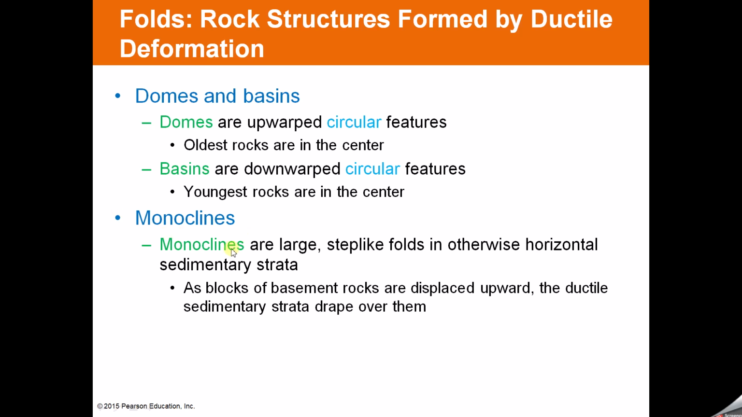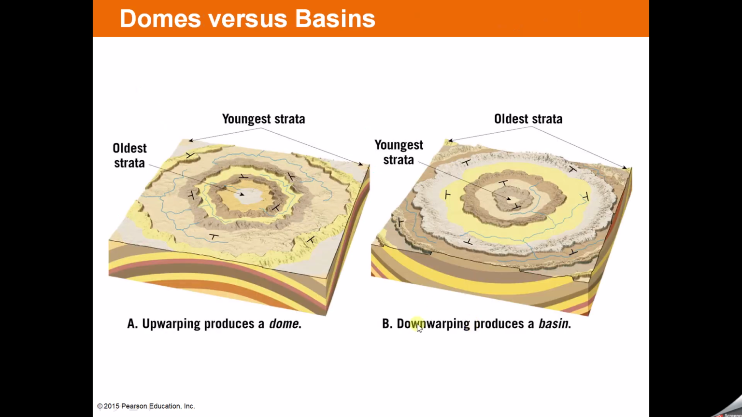We have monoclines. Monoclines are large step-like folds in otherwise horizontal sedimentary strata, where blocks of basement rocks are displaced upward. The ductile sedimentary strata drape over them. We'll see that in the picture, so understand that.